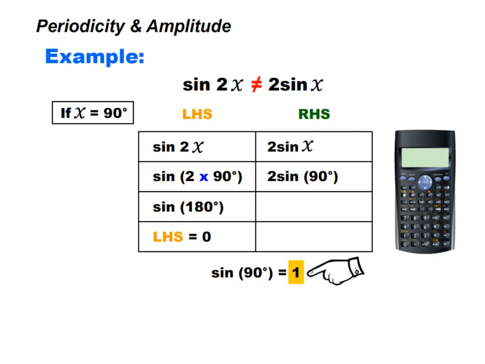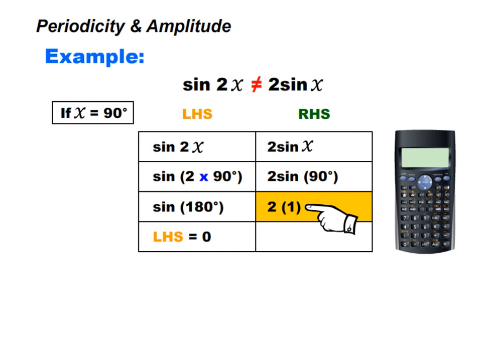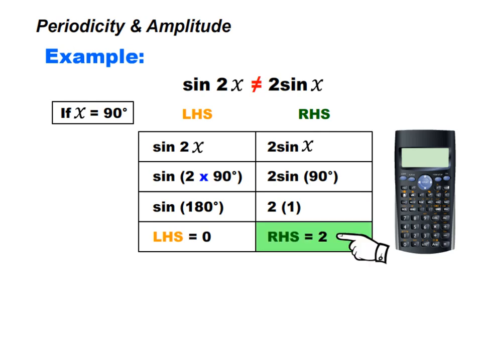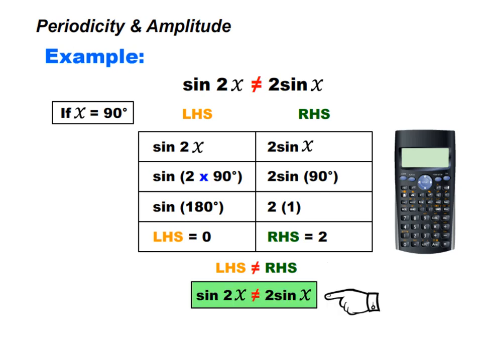Let's now write 1 next to the 2. So far we have 2 multiplied by 1 in bracket. So on our right hand side we have 2 multiplied by 1. 2 multiplied by 1 is equal to 2. So this means our right hand side is equal to 2. Remember that our left hand side gave us 0. Our right hand side gave us 2. This means left hand side is not equal to right hand side, which in turn means that sine 2x is not equal to 2 sine x.